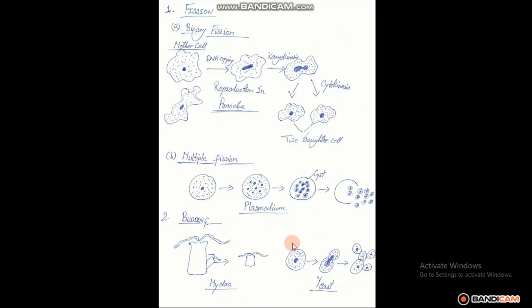First, the nucleus has DNA. That DNA will copy. Then this nucleus will divide. That nucleus division is known as karyokinesis. And after karyokinesis, the cytoplasm will also divide. Then two cells will form by the process of cytokinesis. When the cytoplasm divides, this process is known as cytokinesis.